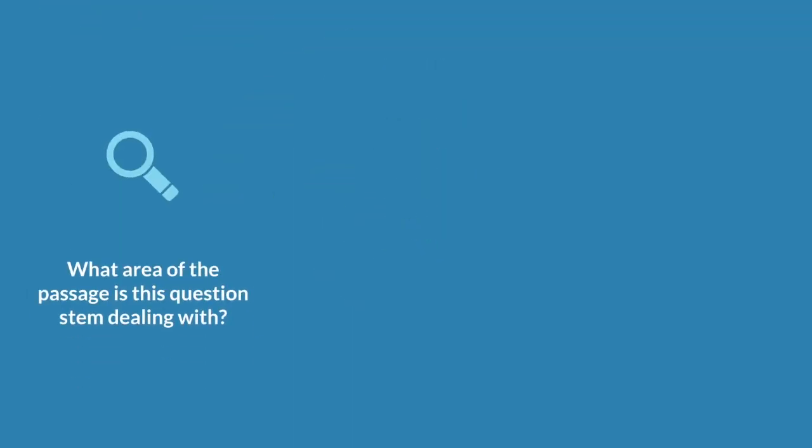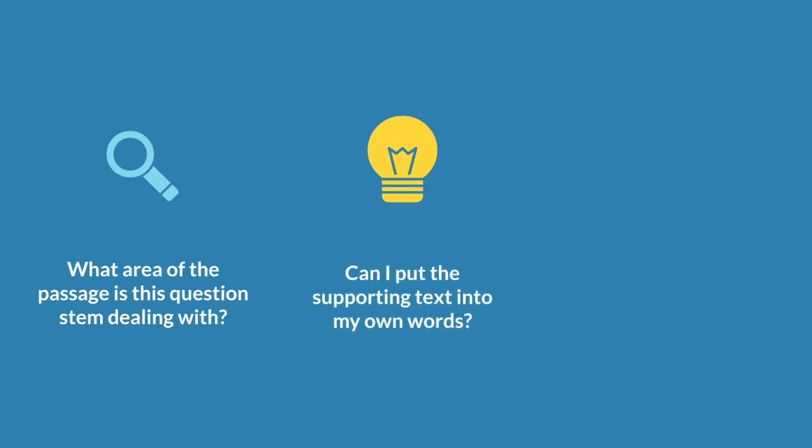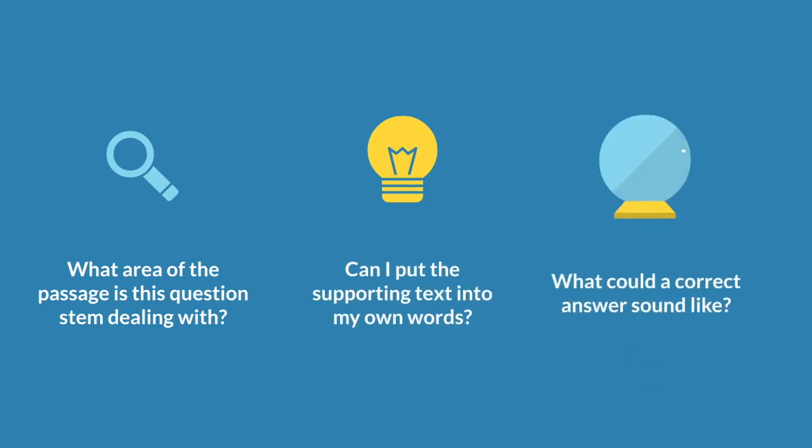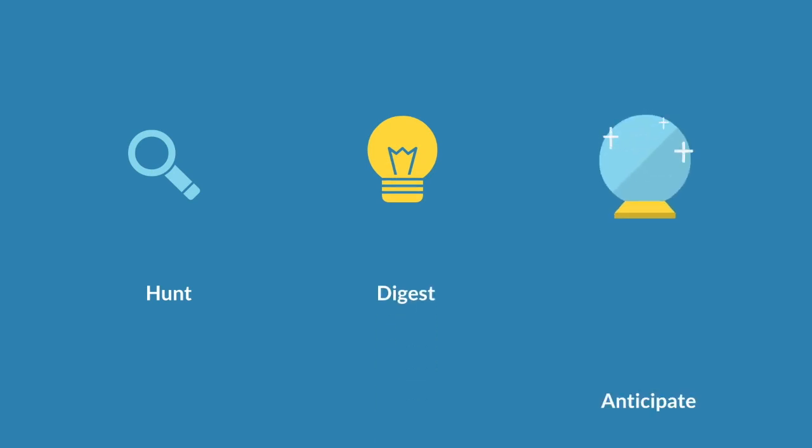For all of these questions, think about where in the passage should I be rereading? Let me try to put that in my own words, and then let me try to articulate what I want the answer to sound like. So more simply, hunt for the right text, slow down enough to understand it, and then make sure you have a firm sense of what you're after, because the correct answer is not written to be appealing.